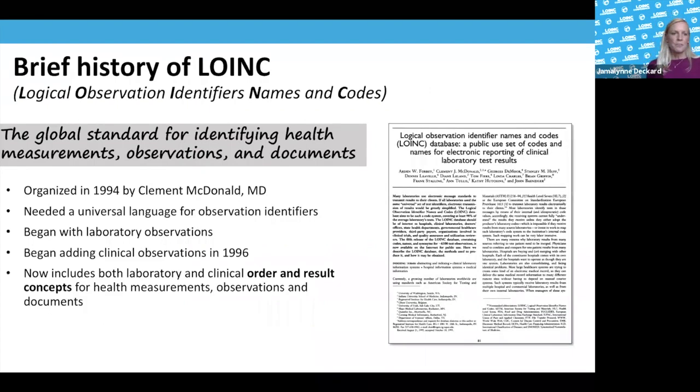So just a brief history of LOINC. As many of you know, it was organized by Dr. Clem McDonald in 1994, and he saw that need for a universal standard language for observation identifiers. And they first began working on the laboratory observations, and then just a couple years after that, they moved to clinical observations as well. So it now includes both laboratory and clinical order and result concepts for health measurements, observations, and documents.